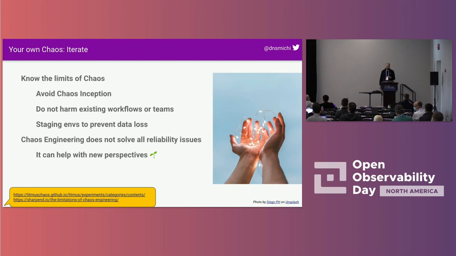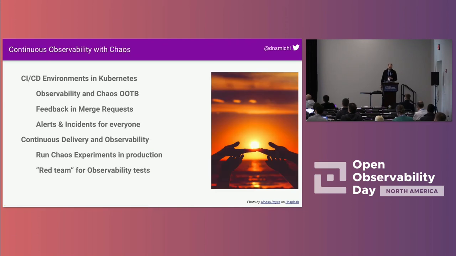Also think of that chaos engineering doesn't solve all the reliability issues, but it can help you bring new perspectives into what is going on. And maybe the simulated production incident becomes a little more reality. If you want to do it continuously, for example within CI/CD, I would love to have that out of the box in the future, and potentially we all will build this in some way, like having feedback in a merge request before something gets even merged to the main branch and later released, making developers and everyone use and benefit from observability and chaos engineering.